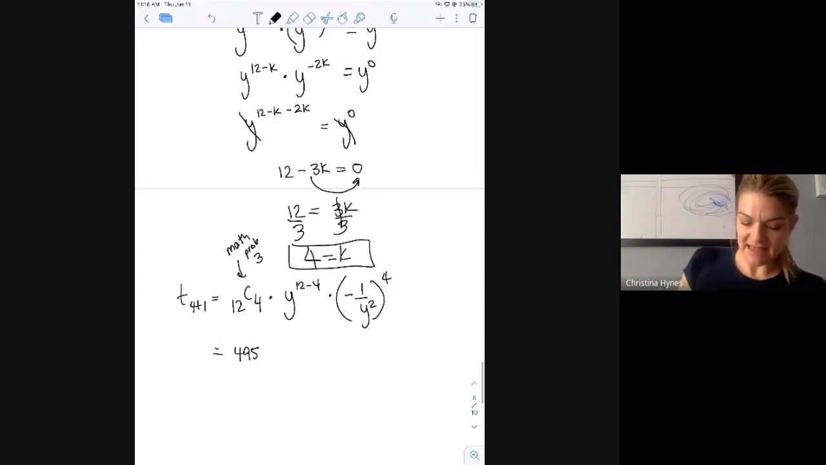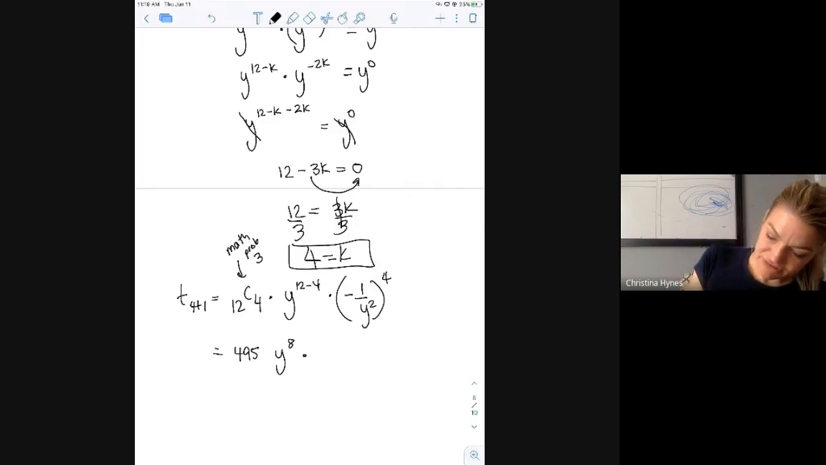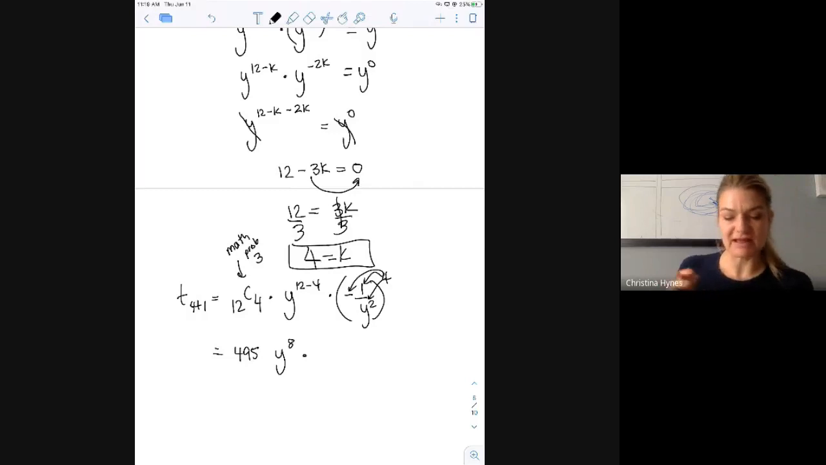So once you have that, now you're going y to the power of 8, because 12 minus 4 is 8. And then here we have negative 1. Actually, I'm going to distribute that properly. So I'll just show you that. I'm going to distribute to the 1, to the sign, and then to the bottom. So that 4 goes to everything within the brackets.